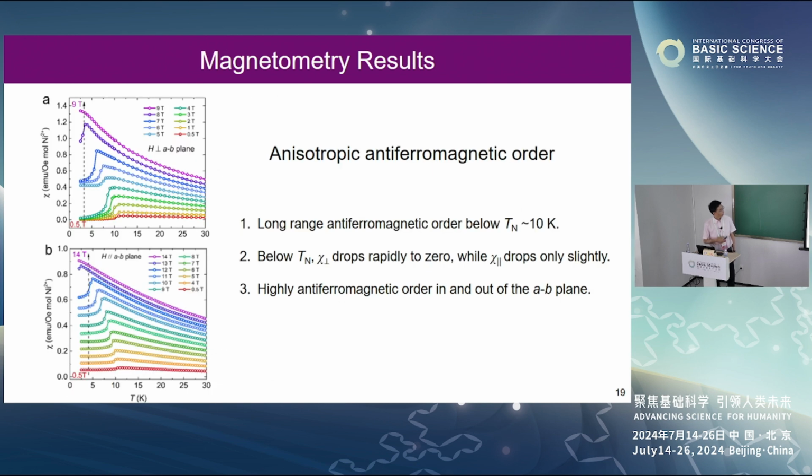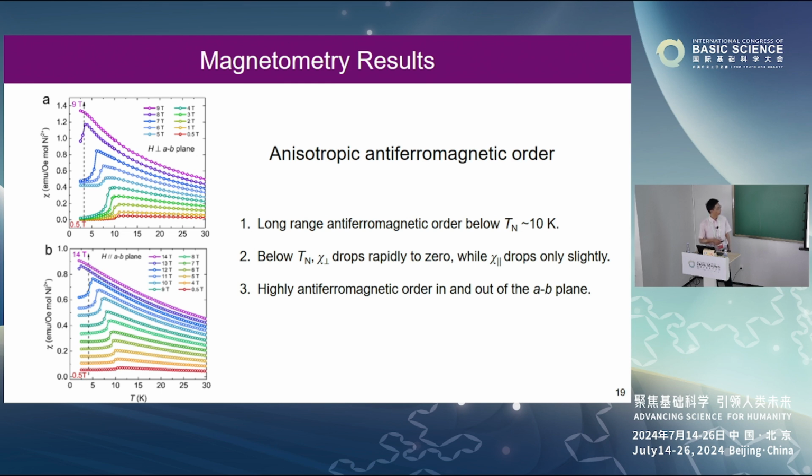So we tried this material, sodium nickel bismuth oxide. We measured the susceptibility, and we found that the magnetic order is very anisotropic, and it has long-range zigzag order below a Néel temperature of 10 Kelvin.